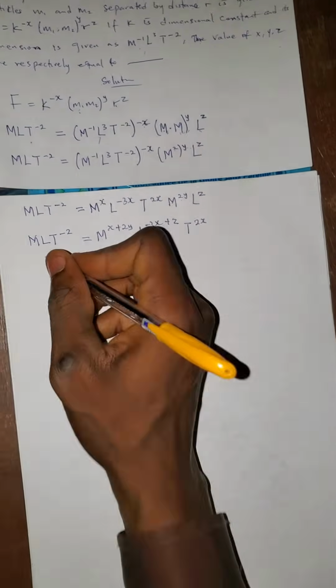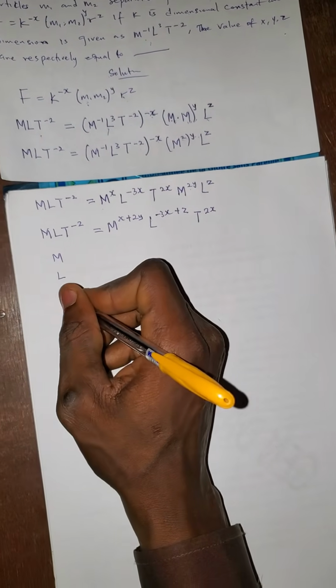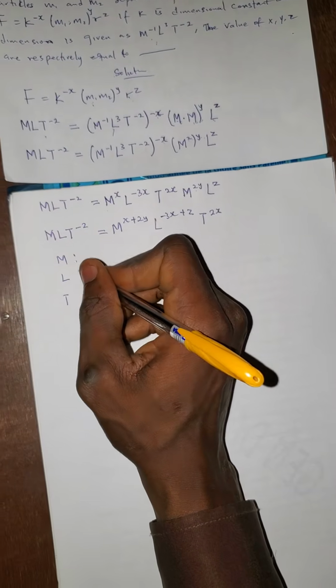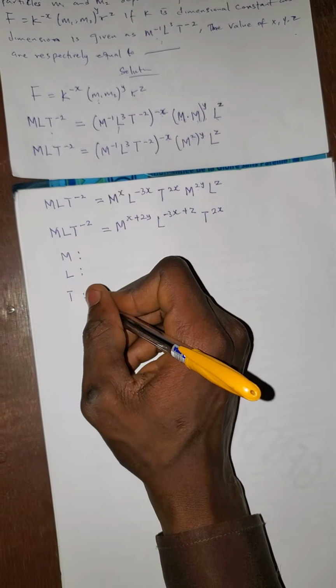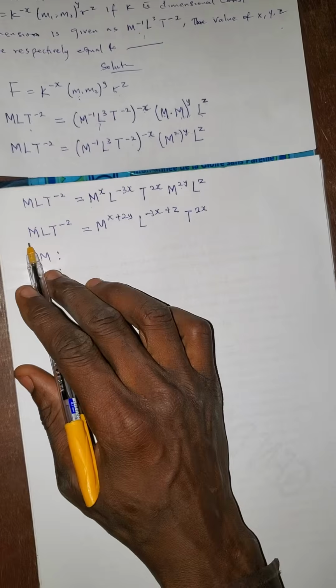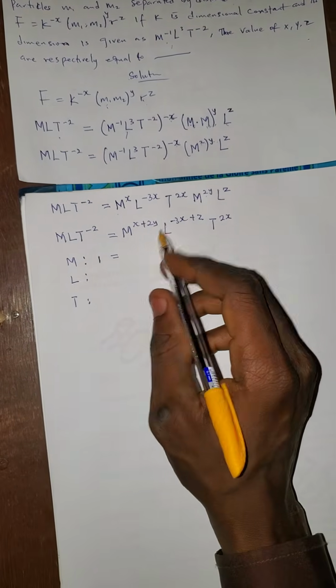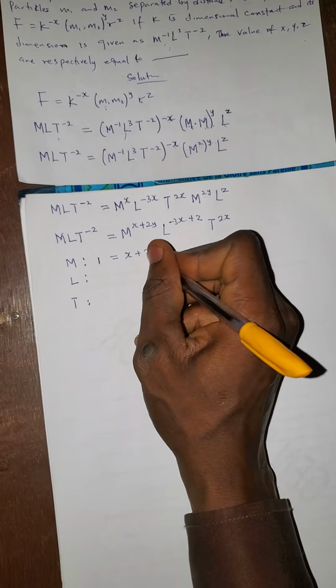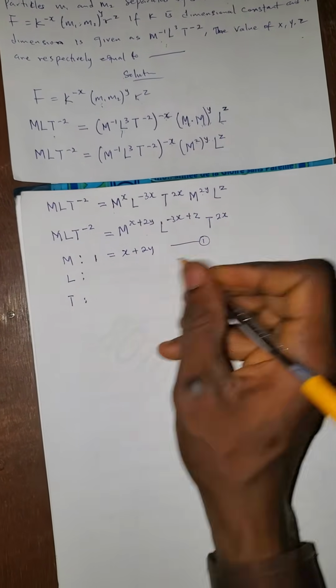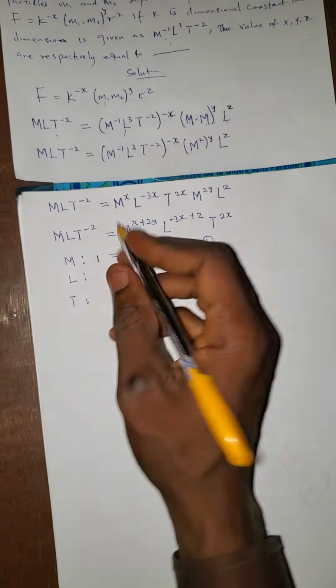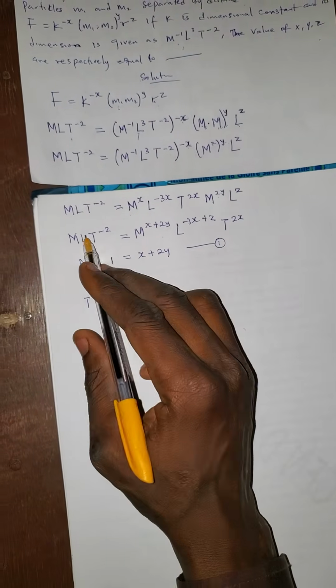Those are the terms. So let us segment this into M, L, T. Now check, what's the power of M at the left side? That's 1, which equals the power of M at the right side, X plus 2Y. This is equation 1. The power of L at the left side is 1, which is this.